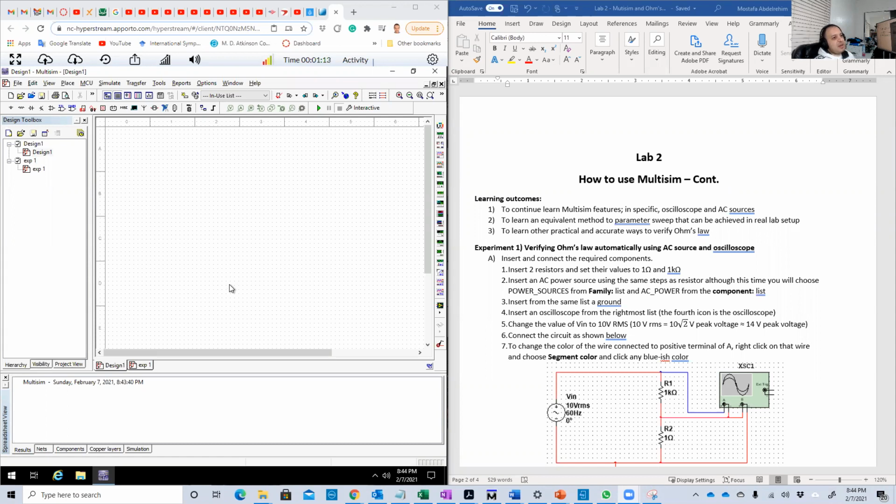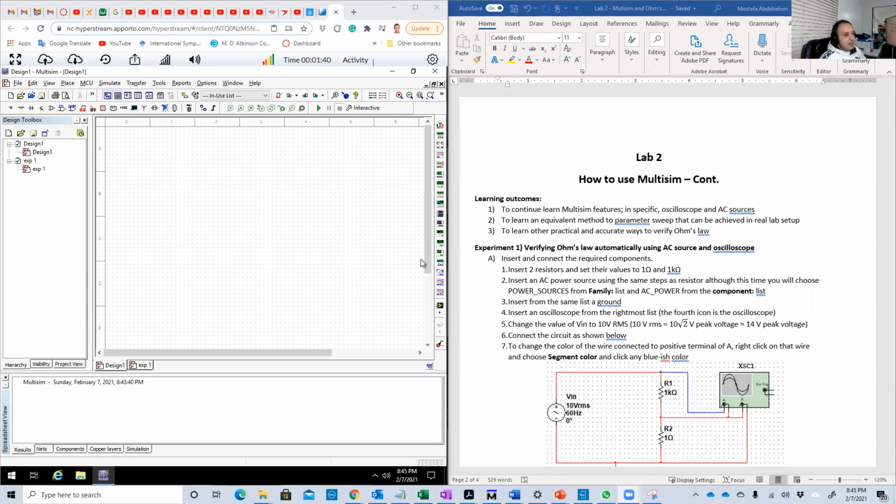Hello guys, welcome to the second video of Lab 2, Experiment 2. In this video, we're going to apply this practical parameter sweep. Again, we're going to apply it in Multisim, but this will give you a very good idea about what you're going to do exactly in a practical lab setup to get a parameter sweep.